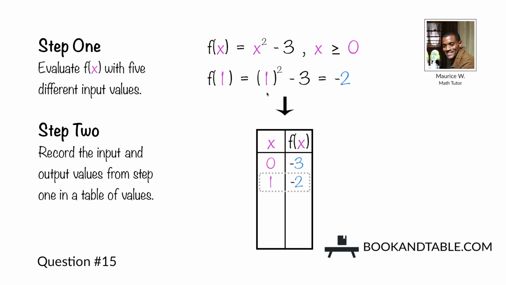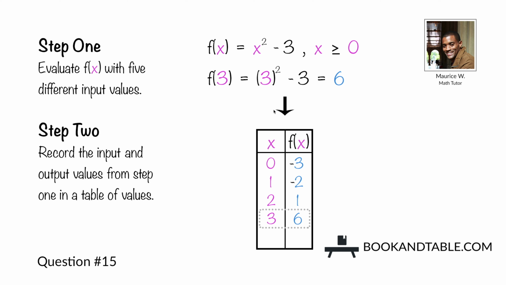f of 1 gives us 1 squared, which is 1. And 1 minus 3 is equal to negative 2. So the x value is 1 and the y value is negative 2. f of 2 gives us 2 squared, which is 4. And 4 minus 3 is equal to 1. So the x value is 2 and the y value is 1.